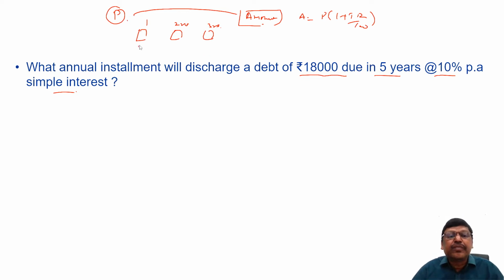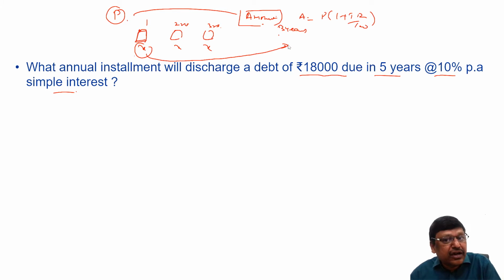I paid equal installments of say X, X, and X. So now what we do is this installment is paid at the end of 1 year, but the account is settled at the end of 3 years. So this is paid 2 years before the final settlement of the account. So we calculate what this X rupees will amount to by the end of 3 years. Why 2 years? It's paid at the end of 1 year. Account is settled at the end of 3 years, which means there is a 2-year gap.